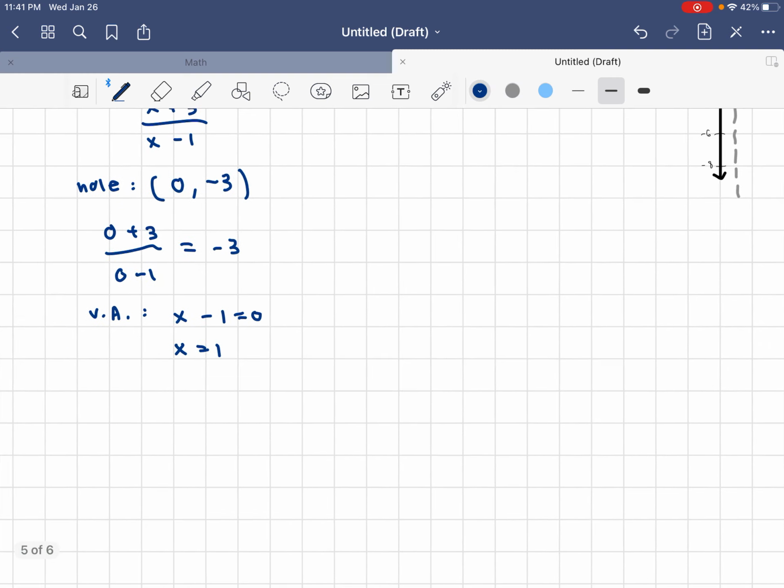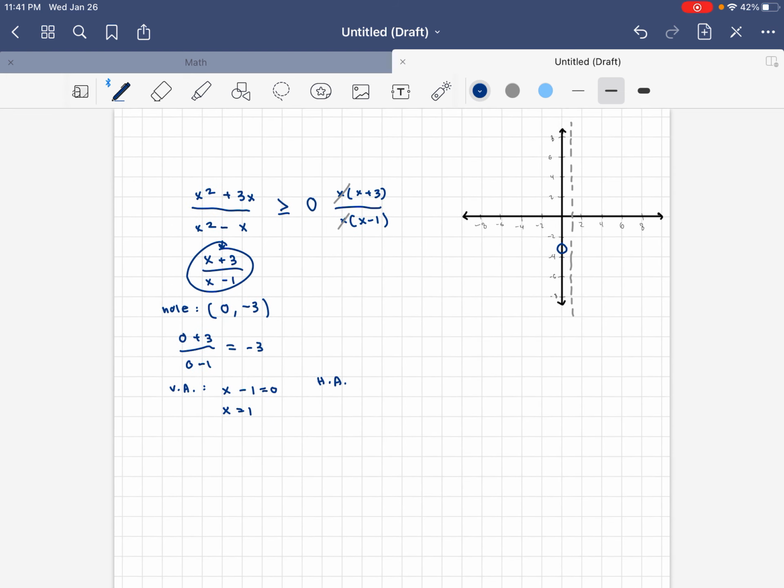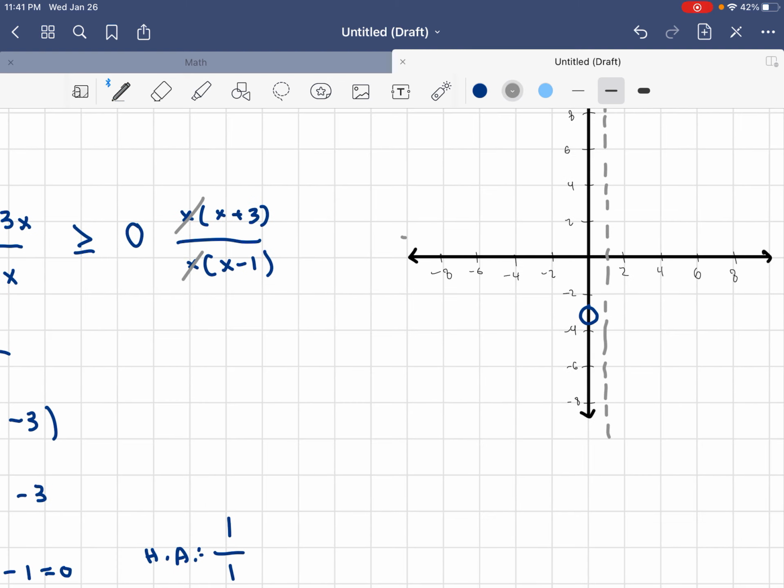And then let's find our horizontal asymptote, which, looking at our function, the degree is the same. So it's the same here, it's the same here. What that means is we're going to take the coefficient of our numerator, which is 1, over the coefficient of our denominator, which is also 1. And so our horizontal asymptote is 1. So let's draw that over here.